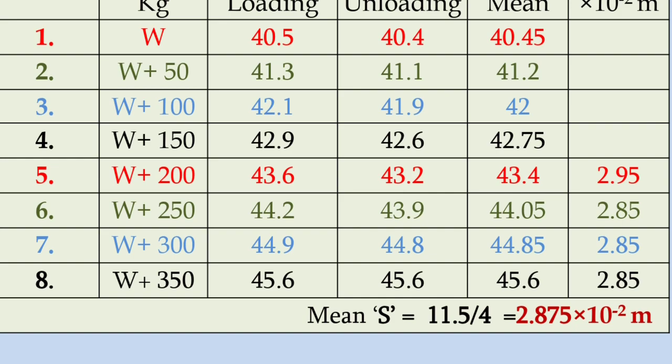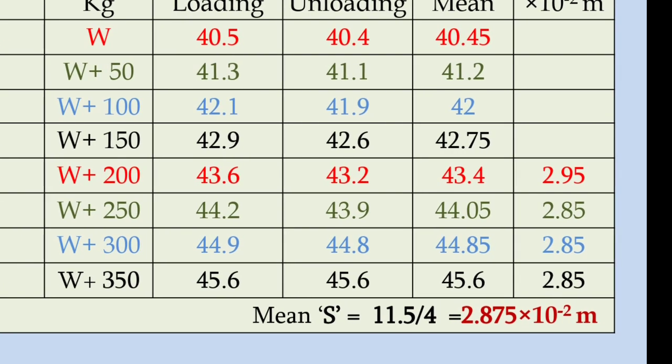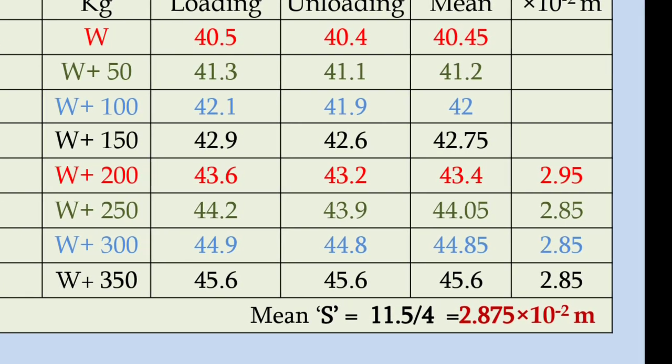The last 200 gram difference is between W plus 350 minus W plus 150, which is highlighted in black color, and the corresponding scale reading is 45.6 minus 42.75. So, we get the shift as 2.85.